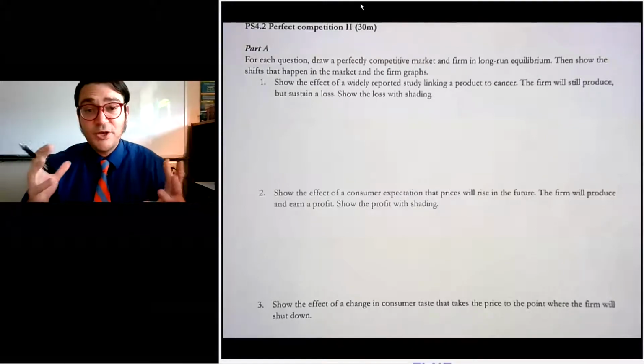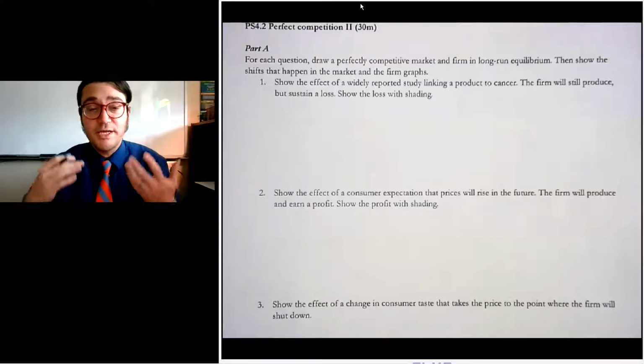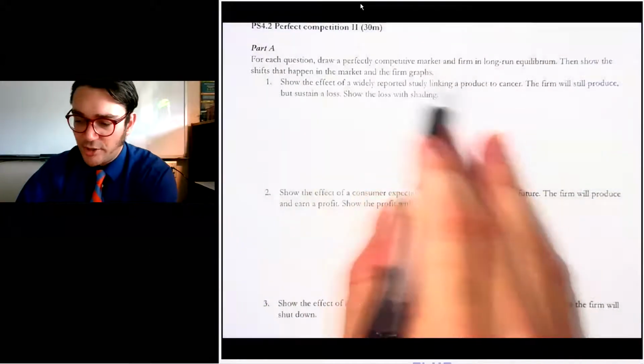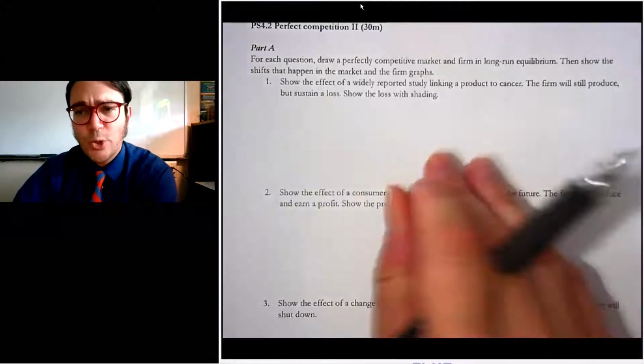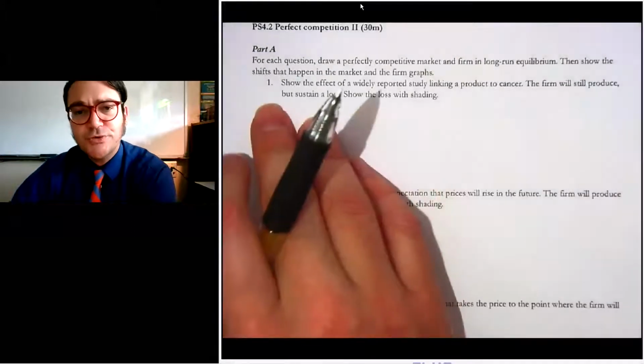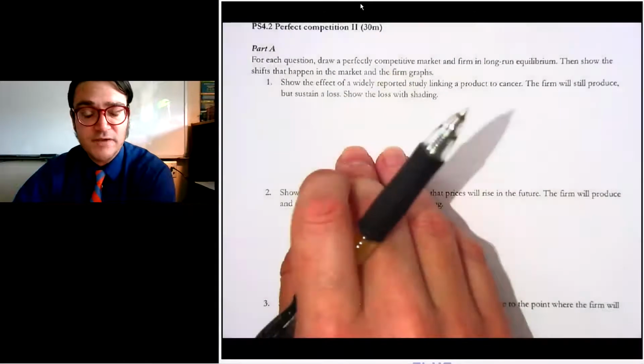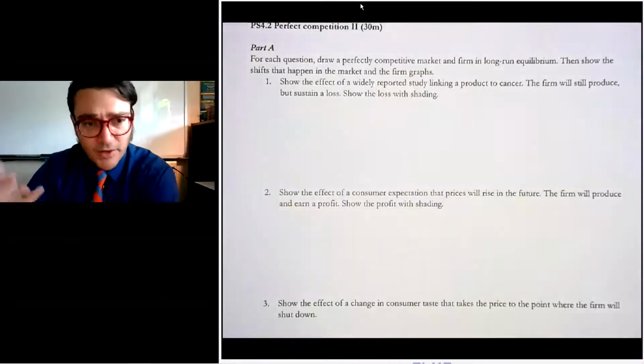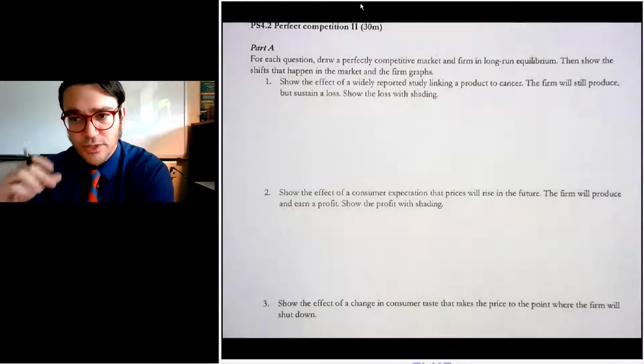Hi there. So in this video, we're going to take a look at some practice problems related to perfect competition. For part A, it says draw a perfectly competitive market and firm in long-run equilibrium, then show the shifts that happen in both the market and the firm graphs. So we're going to draw basically the same thing 3 times, and then we'll come back, obviously, and actually go through and solve these problems.